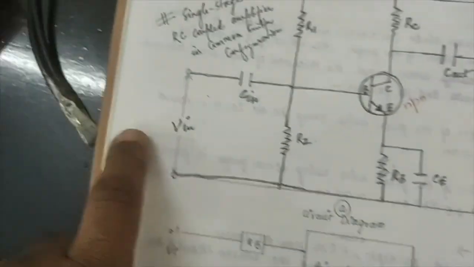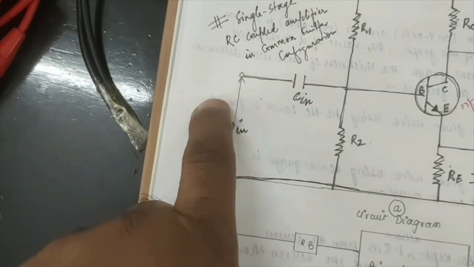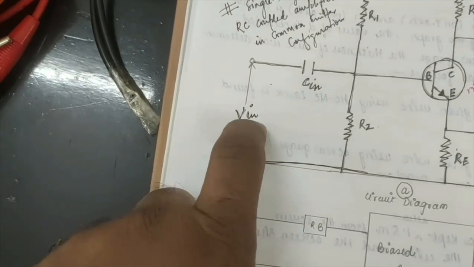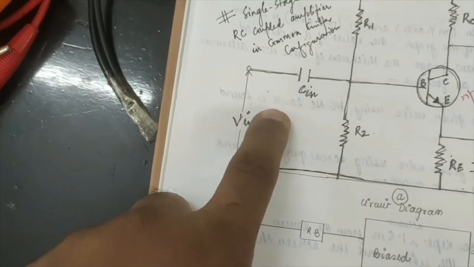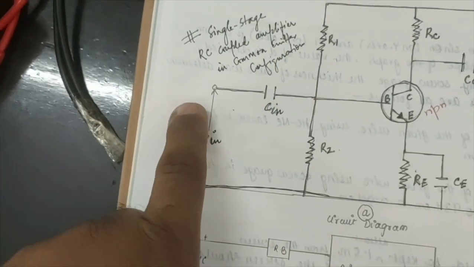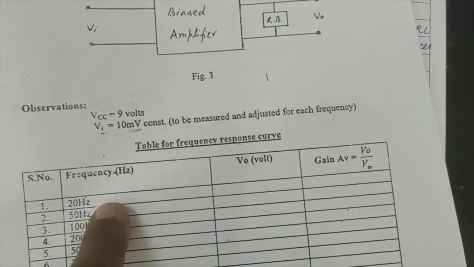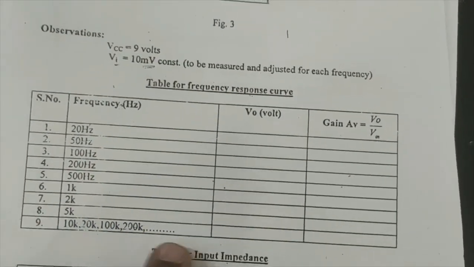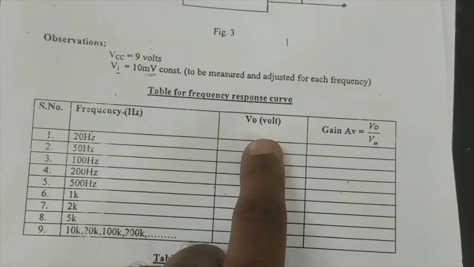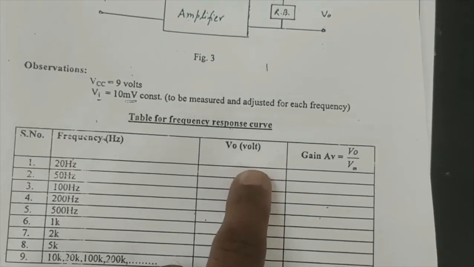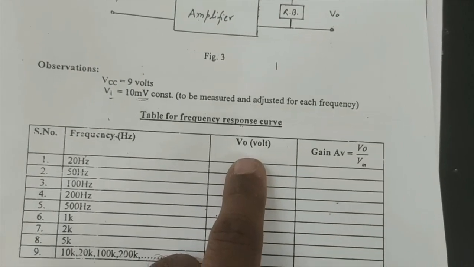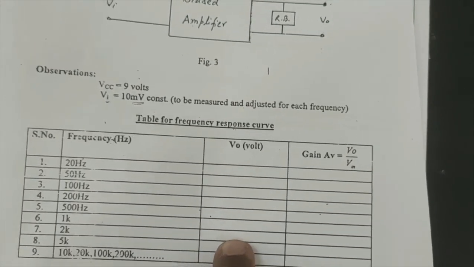So the input voltage we are going to give, the amplitude or the V input, is going to be constant, which has to be 10 millivolt, but we have to change the frequency. The input voltage will always be 10 millivolt, but we are going to change the frequency, and then correspondingly we have to see the output response of the single stage RC coupled amplifier in common emitter configuration.